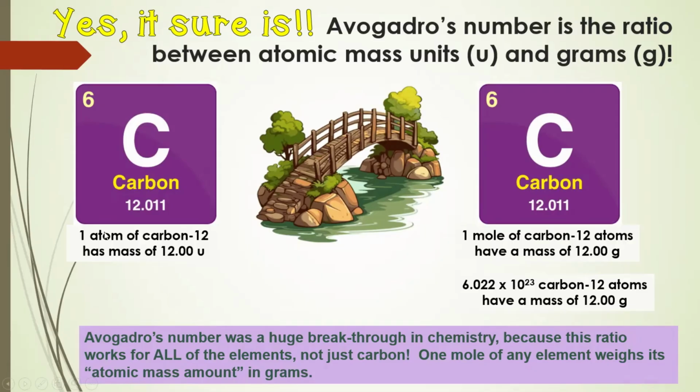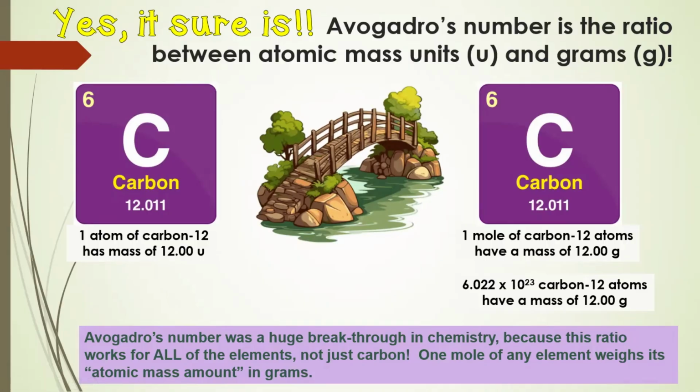So if you had 1 atom of carbon-12, its mass would be 12 atomic mass units. But if you have 1 mole of carbon-12 atoms, so if you had 6.022 times 10 to the 23rd carbon-12 atoms, then you would have 12.00 grams of carbon atoms.